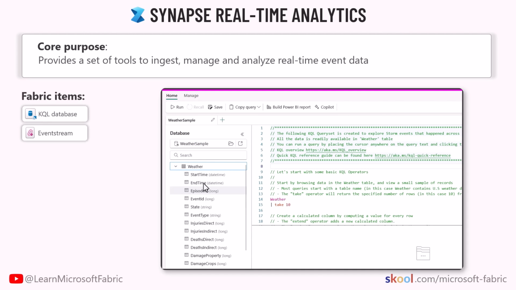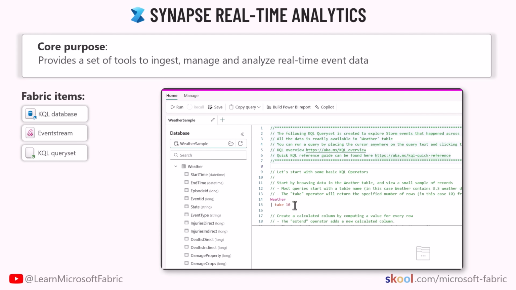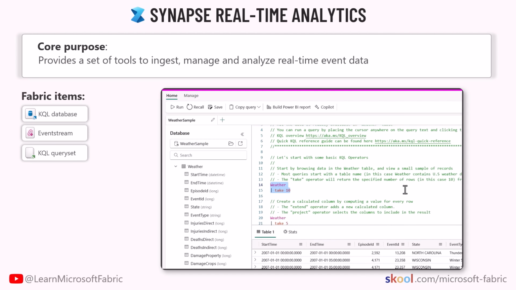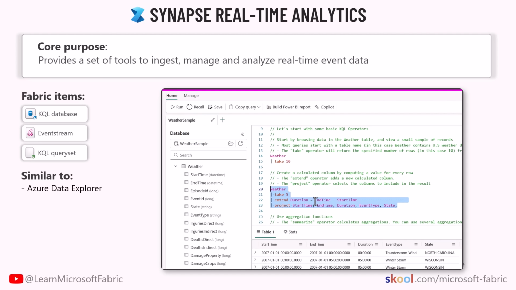We also have event streams, and this is a no-code tool to register streaming datasets, process them, and then route them to various destinations in Fabric. We also have the KQL query set. This basically allows you to query data in a KQL database using the Kusto Query Language. And this set of tools provides similar functionality to the existing tools. As I mentioned, it's very similar to Azure Data Explorer.